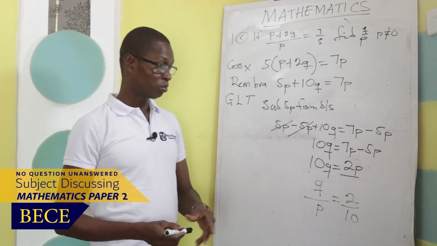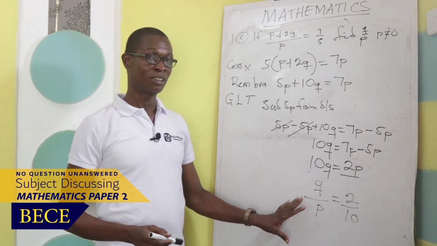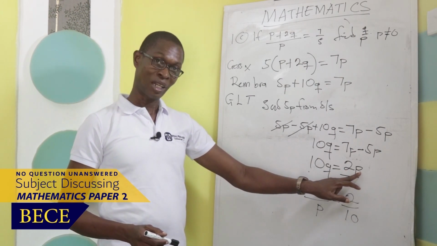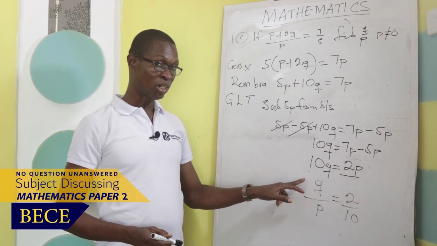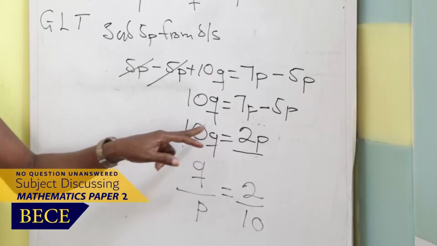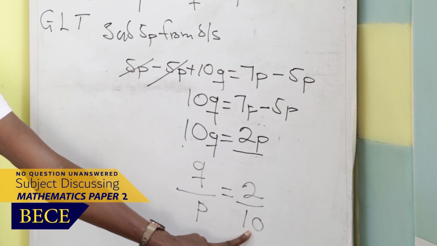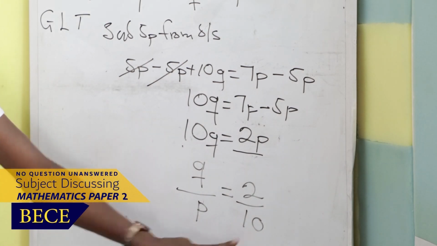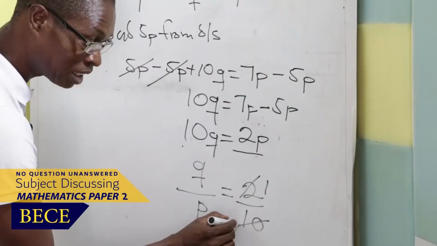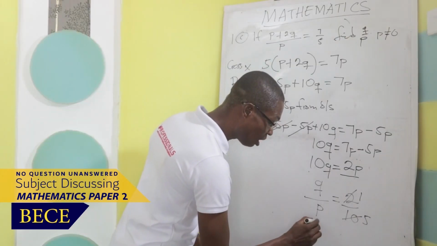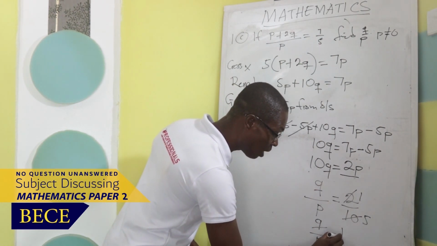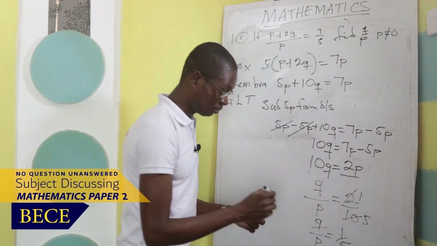Viewers, do you understand this side? Yes, of course. The P here is a numerator. When you transpose, it becomes a denominator. The 10 here is a numerator. When you transpose, it becomes a denominator. That is exactly what we just did. So as you simplify, you have 2 cancel itself 1, canceling the 10, 5. You have Q over P equals 1 over 5.